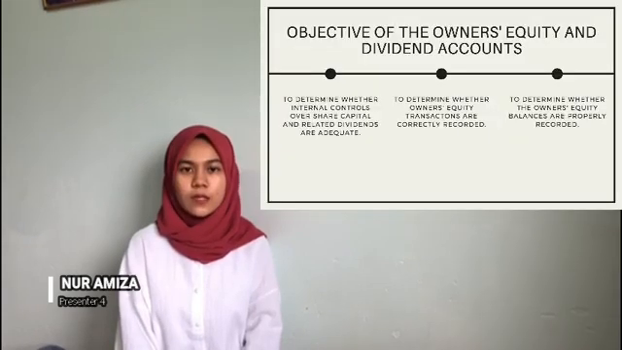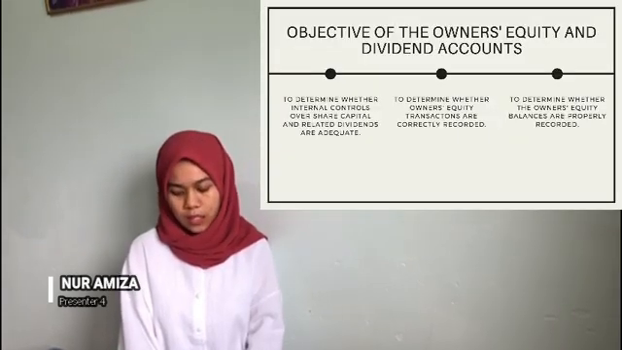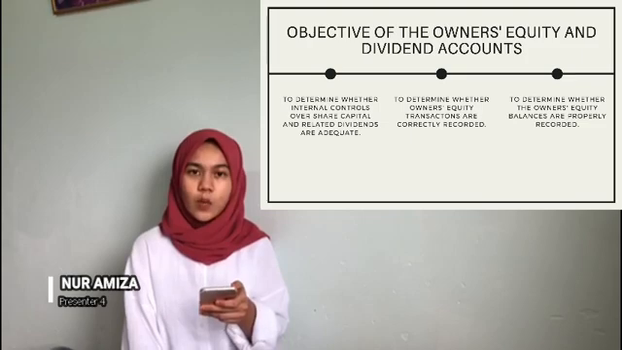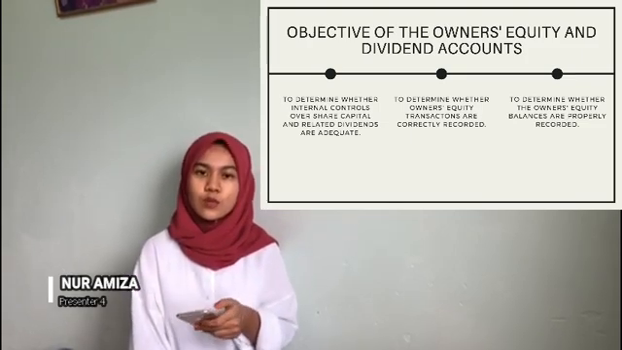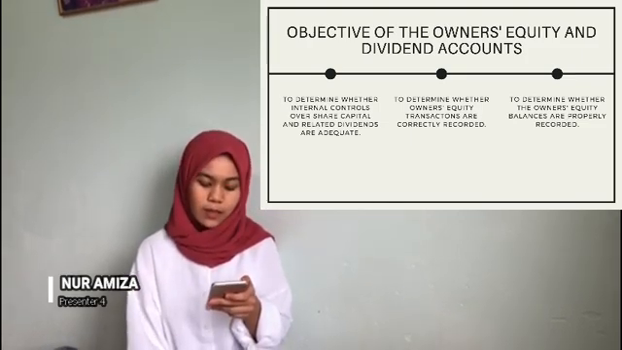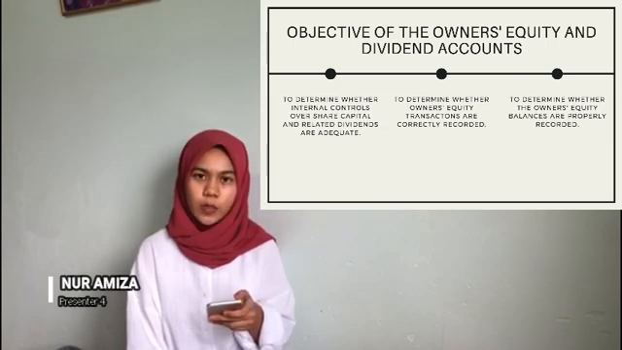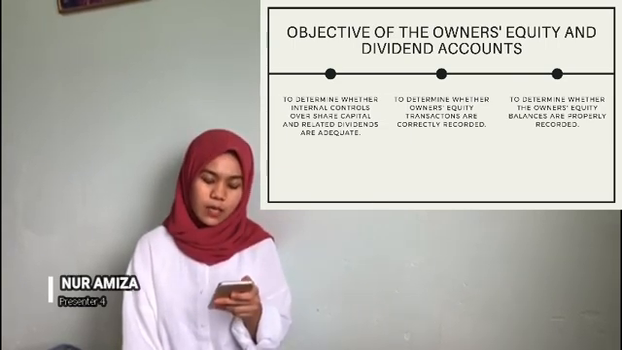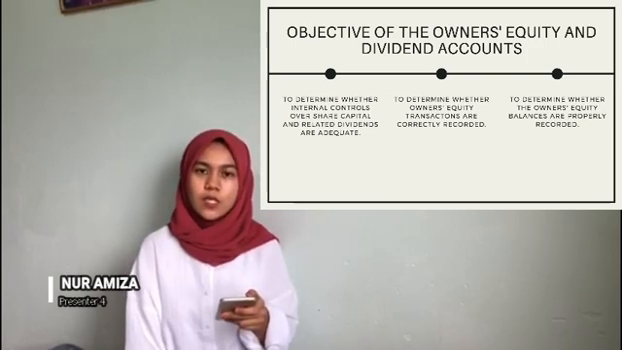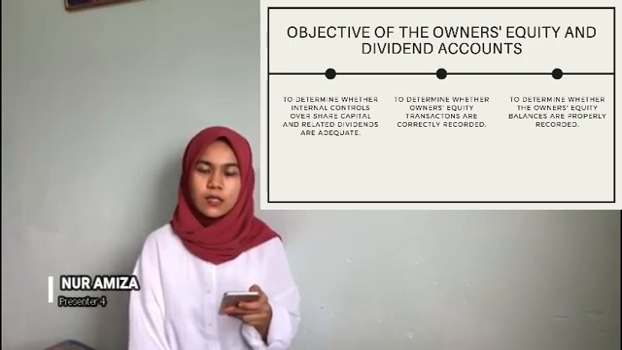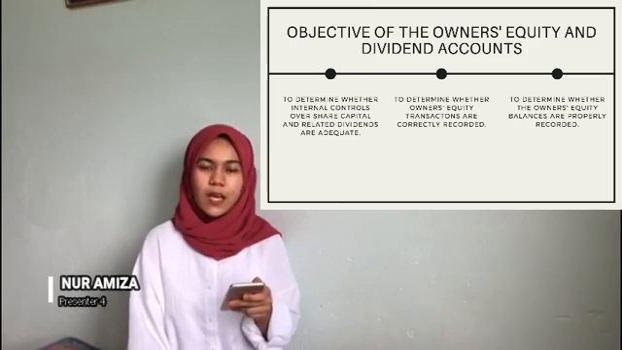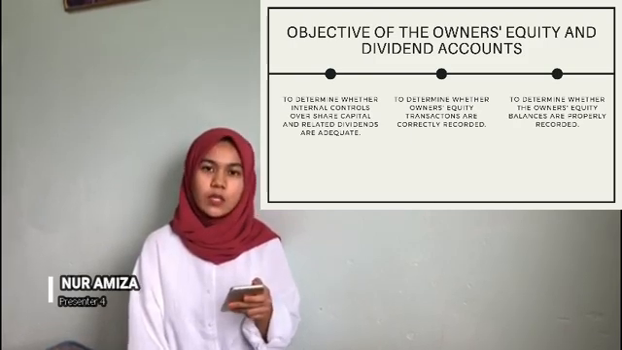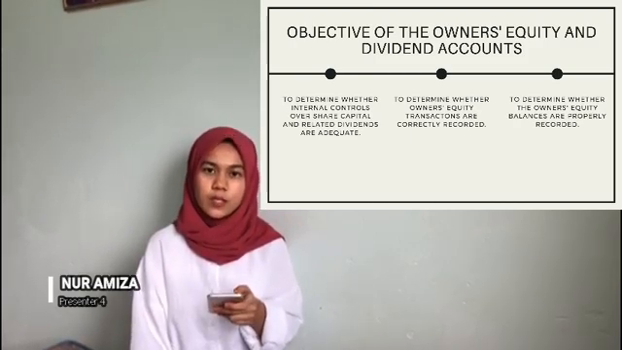The objectives for the owners' equity accounts are, first, to determine whether the internal controls over share capital and related dividends are adequate. Second, the owners' equity transactions are correctly recorded, for which we have six transaction-related audit objectives. And the last one is that the owners' equity balances are properly recorded.